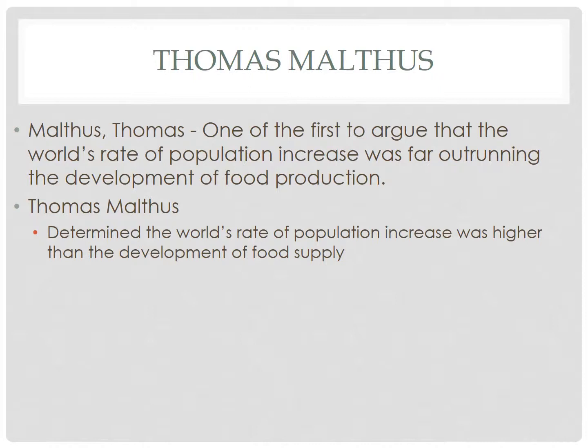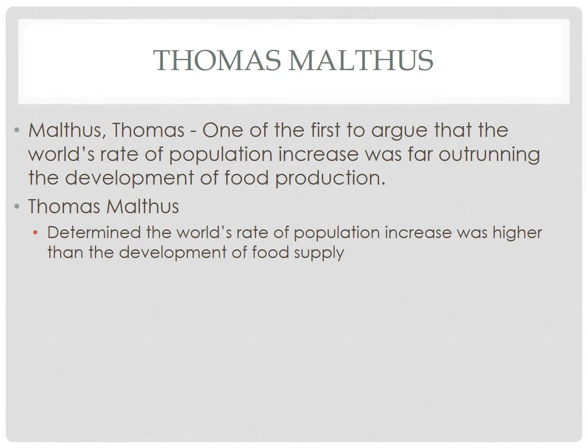Here's the definition that we use. One of the first to argue that the world's rate of population increase was far outrunning the development of food production. And so the biggest thing that Thomas Malthus was concerned about was population growth rate and food. Those were the two variables. Those were the two things that he was concerned about. And he first talked about it in a piece that he wrote and revised several times called An Essay on the Principle of Population.